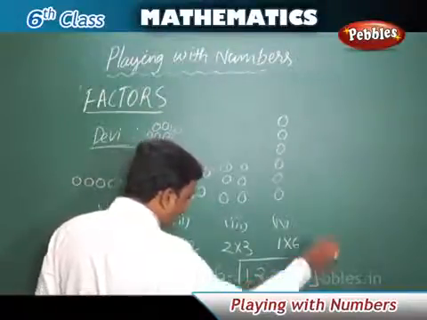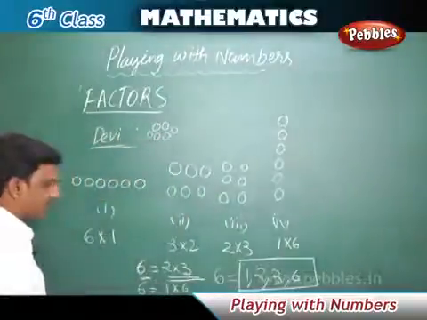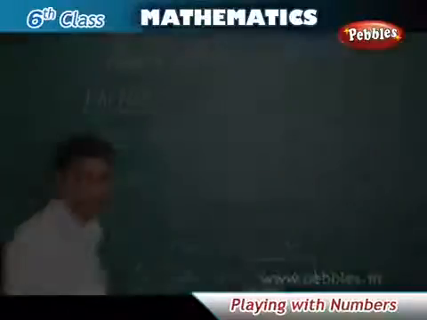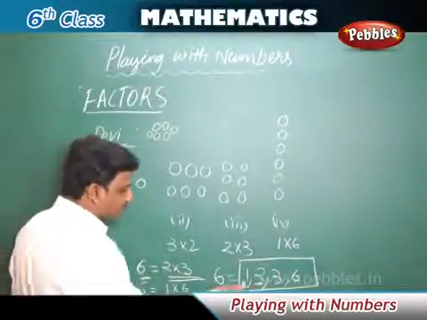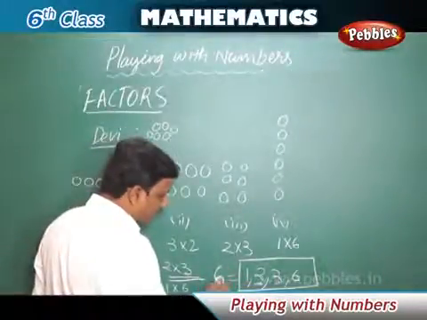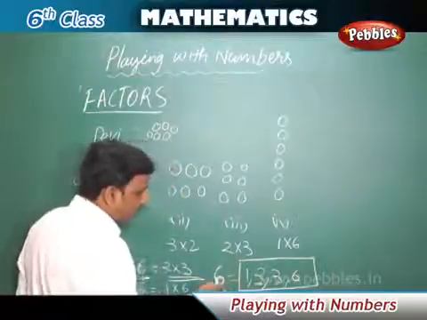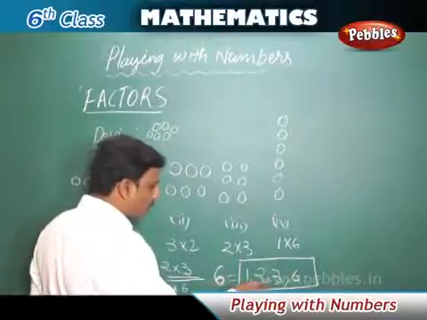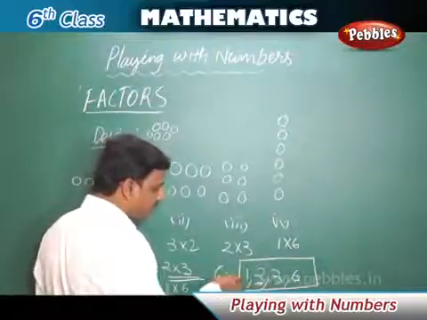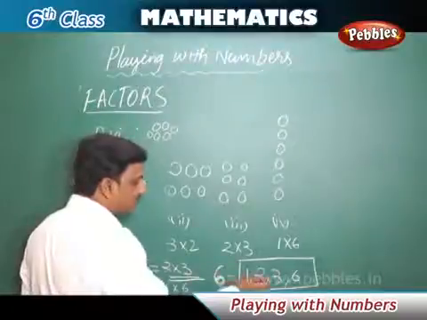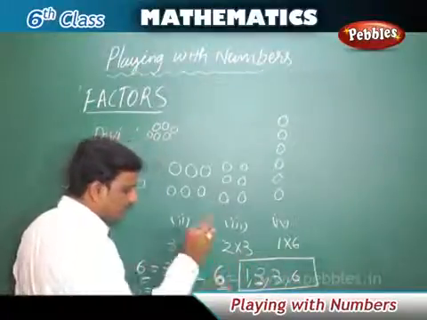1, 2, 3, 6. These are the factors of 6. Now we understood the factor. What is a factor? A factor of a number is the number which divides it completely. Say for example, you say 2 is a factor of 6. When can you say that 2 is a factor of 6? When 2 divides 6 completely, you can say 2 is a factor of 6.